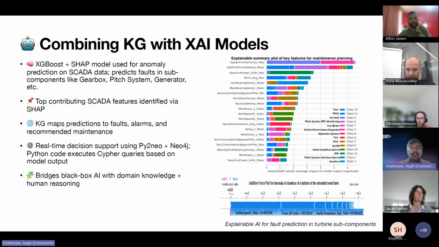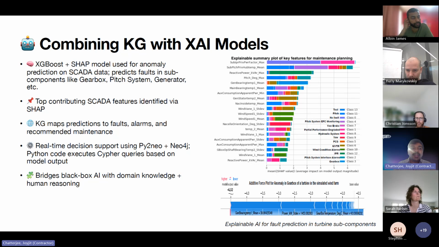Combining knowledge graphs with AI models. This is where knowledge graphs could be really powerful. So you have some sort of AI model like XGBoost, which is used for anomaly prediction. You can predict the faults in 14 different classes. You can see from the graph on the upper right that we are predicting the faults in 14 different classes, and these are the top SCADA features that are contributing to the different kinds of faults.